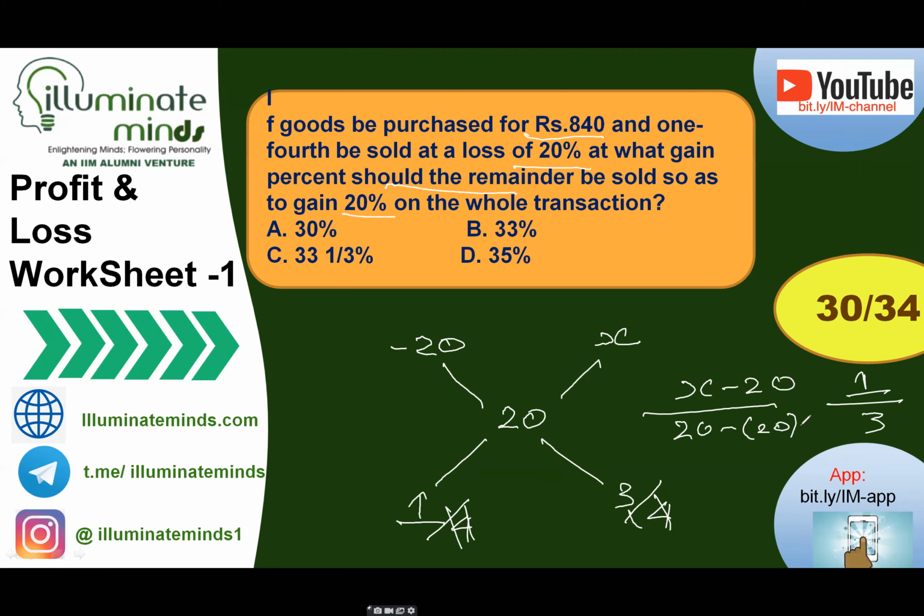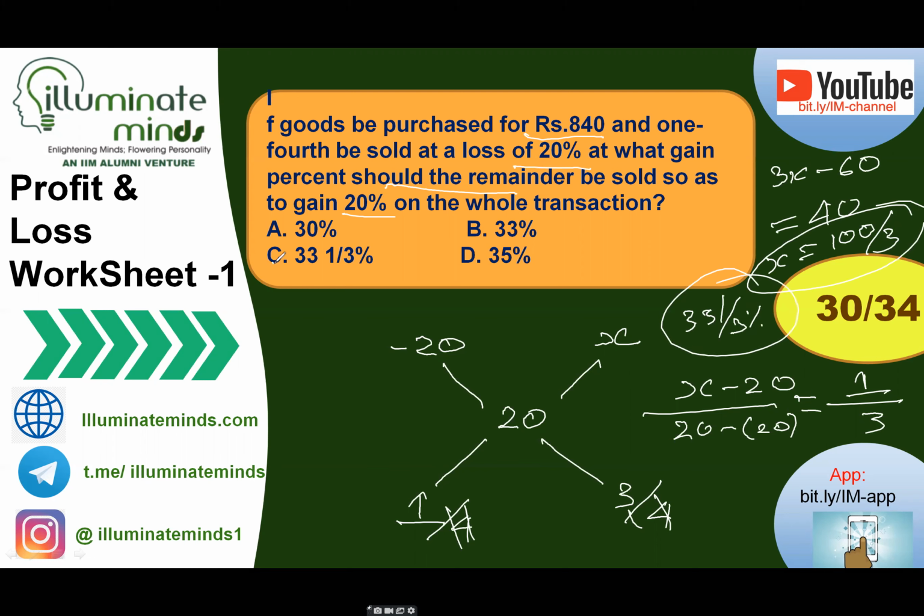So that's my equation. So 3x minus 60 is equal to 40. X is equal to 100 by 3. That is 33 1 by 3%. So he sold the rest at 33 1 by 3% profit to make overall 20% profit. Okay.